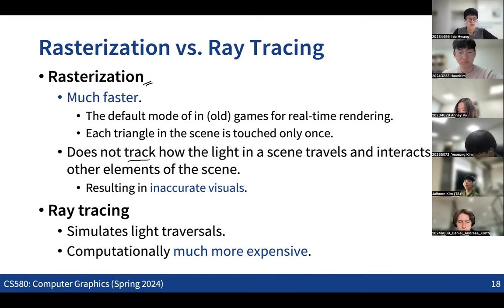And compared to rasterization, the advantage of ray tracing is that it is a more accurate simulation of the light traversal. But obviously, it involves more computation in terms of having the second ray and also the shadow ray for more precise computation, which makes the computation much more expensive. So that's the basic idea and the comparison between rasterization and ray tracing. Any questions on this?